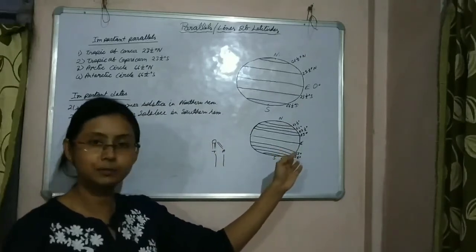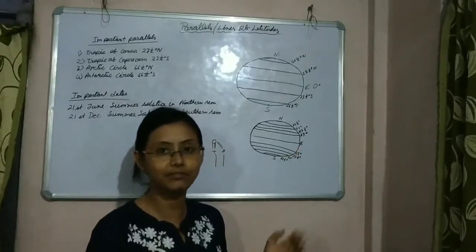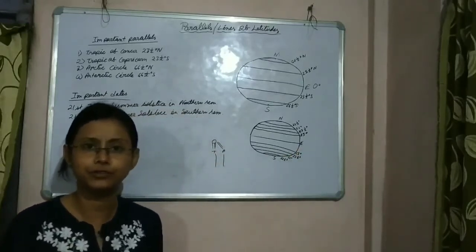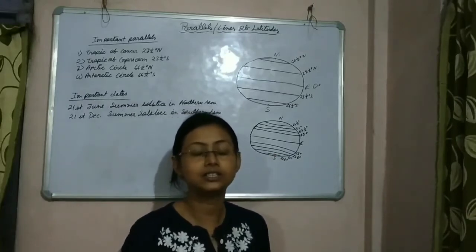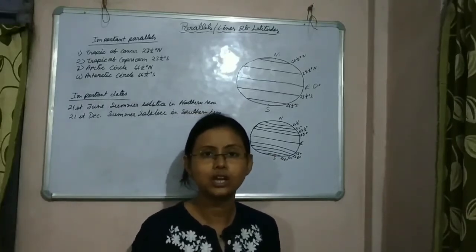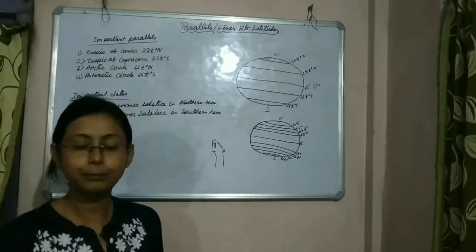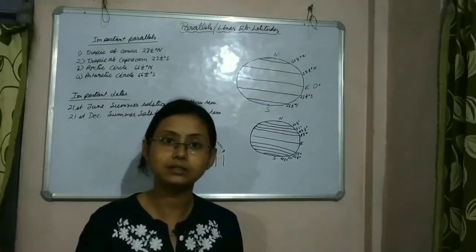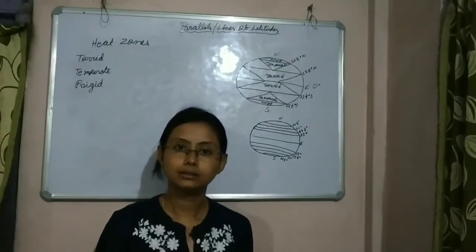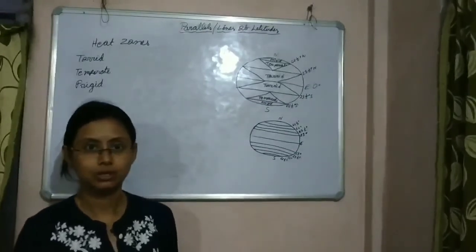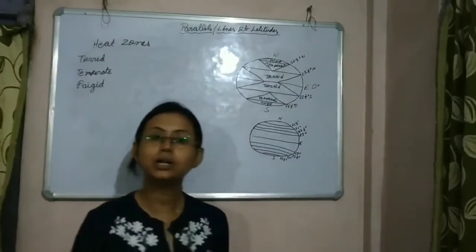Similarly, in the southern hemisphere, the distance between the 23 degree and 23 half degree S parallel is about 50-51 kilometers, and the distance between the 66 degree and 66 and a half degree S parallel is almost 50 to 51 kilometers. So these are the important parallels and the important dates we have discussed. Now let's discuss the heat zones and locate the heat zones with the help of parallel lines. Now, what are heat zones?